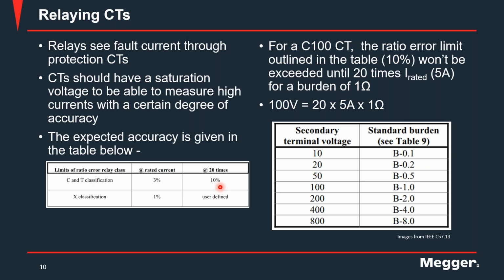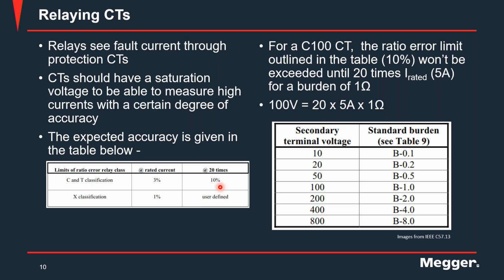So when that secondary terminal voltage develops across the CT, it should still be able to measure the CT ratio within an accuracy limit of plus minus 10%. So the percentage ratio error should not exceed 10%, even when you have 20 times the rated current flowing, as long as the standard burden is 1 ohm or less.